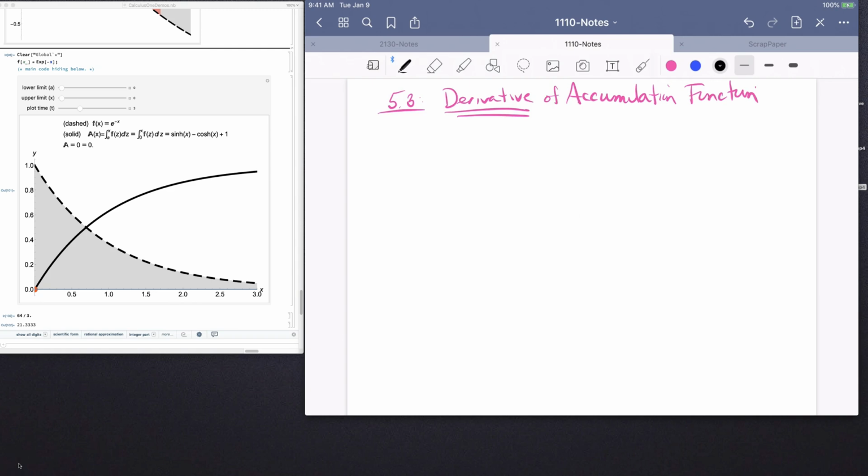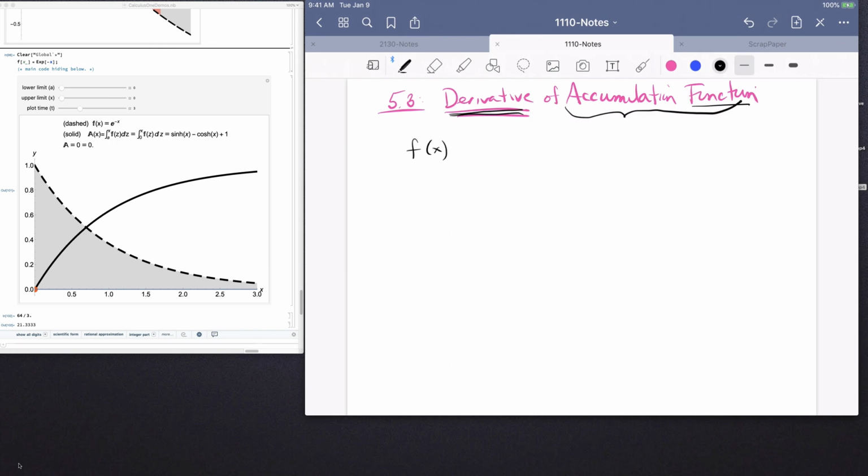Alright, in this video we look at another accumulation function problem, but specifically we focus on the derivative of this function, called the derivative of the accumulation function. Okay, so let's take a look, write down some functions.